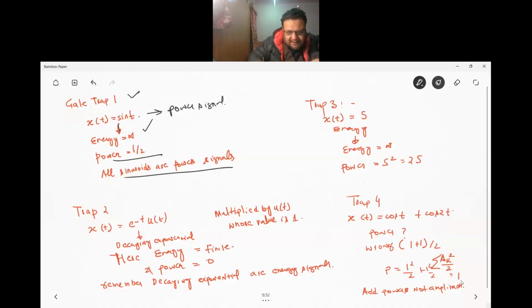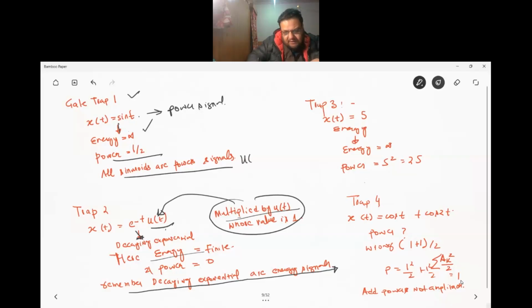Now the second trap is here: a decaying exponential signal, which looks like an energy signal, multiplied by a unit step signal. So here basically the energy looks finite and power is equal to 0. Remember, decaying exponential signals are energy signals, multiplied by u(t). You should not get confused by the value of this u(t). Whenever any multiplication is with u(t), it means you are just multiplying it with 1. So e^(-t) u(t) is as good as e^(-t).